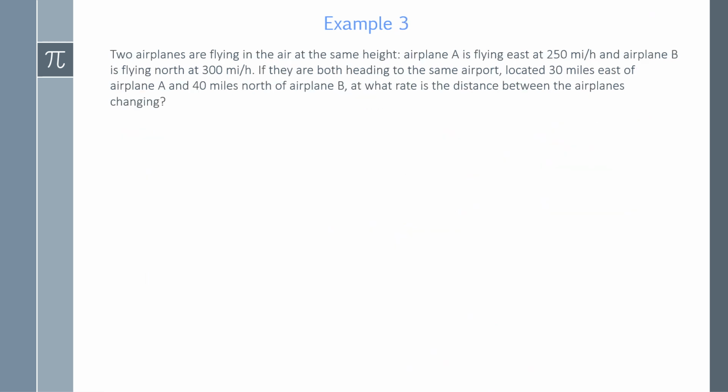Let's take a look at our next example. We have two airplanes that are flying in the air at the same height. Airplane A is flying east at 250 miles per hour, and airplane B is flying north at 300 miles per hour. If they're both heading to the same airport located 30 miles east of airplane A and 40 miles north of airplane B, at what rate is the distance between the airplanes changing?